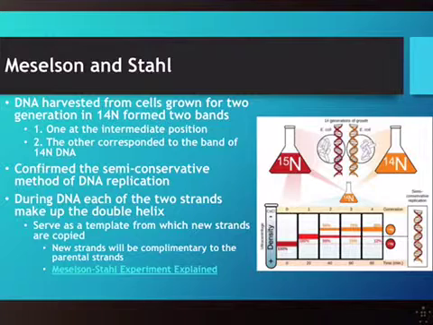And then during DNA replication, each of the 2 strands make up a side of the double helix. They serve as a template for which new strands are copied. The new strands will be complementary to the parental strand. So if the parental strand had an A in position 1, the new strand would have a T in position 1. So that's what it means by complementary. It wouldn't be identical because the A can't pair with another A. It has to pair with a T. Okay?